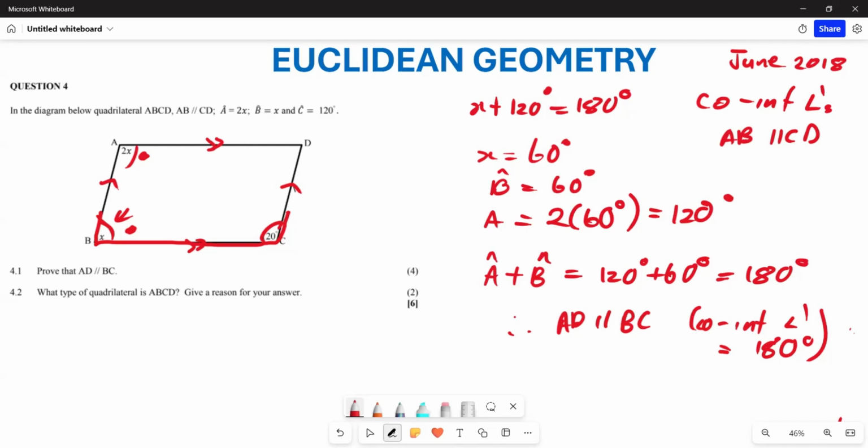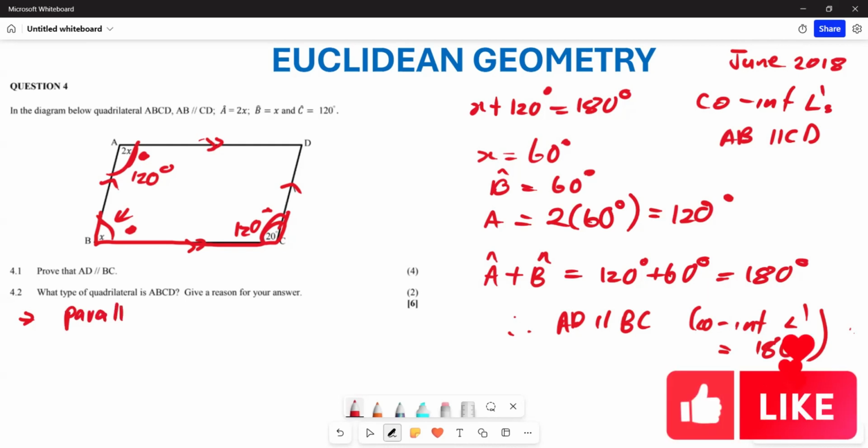Now, from here, what is it that they want you to do? They say in number 2, what type of quadrilateral is this? Give a reason. Now, remember you've already found out that all these sides here are parallel, and also the interior angles here are equal. Can you see that this angle here is 120 degrees and this angle here is 120 degrees? So this can only be a parallelogram. This is going to be your parallelogram.